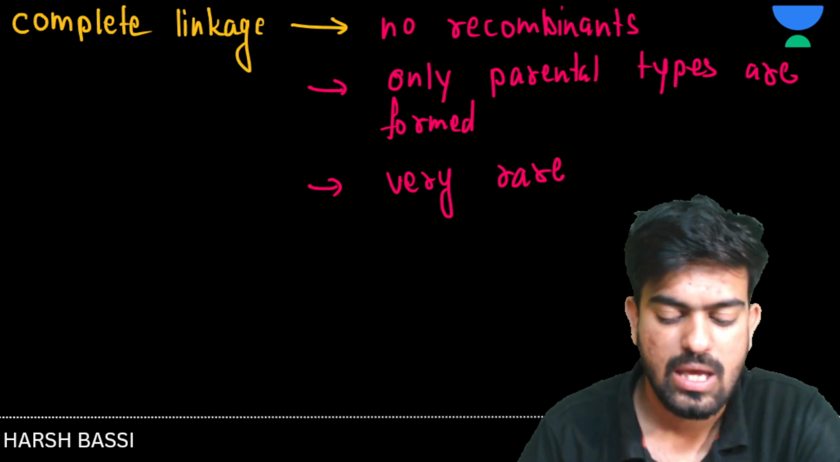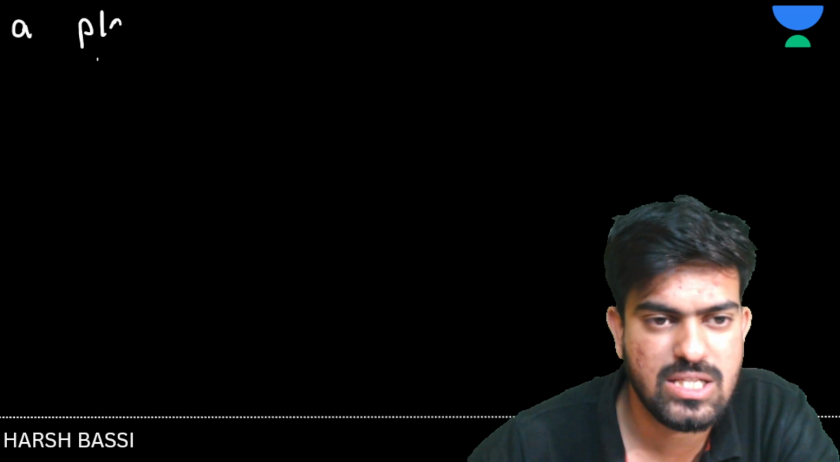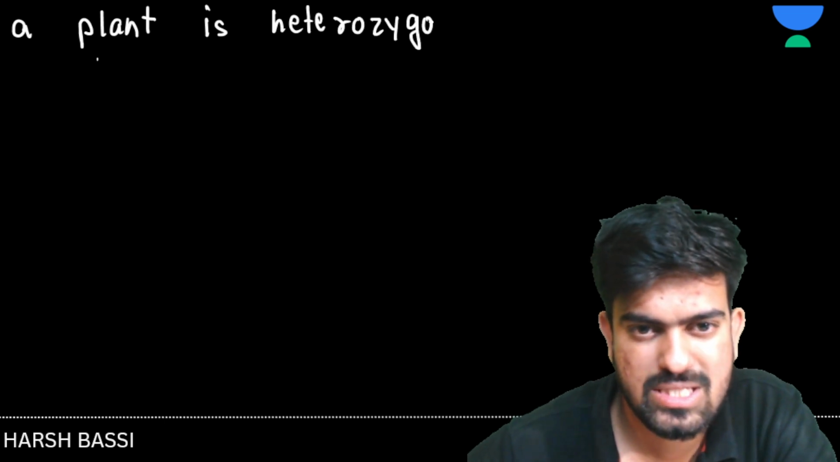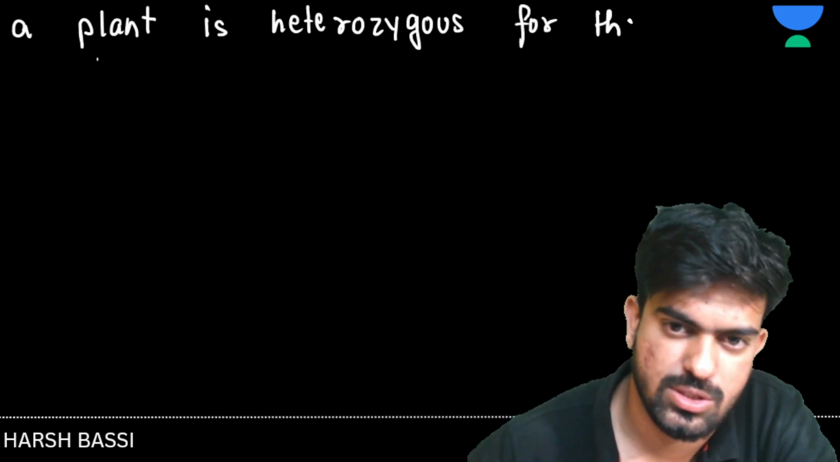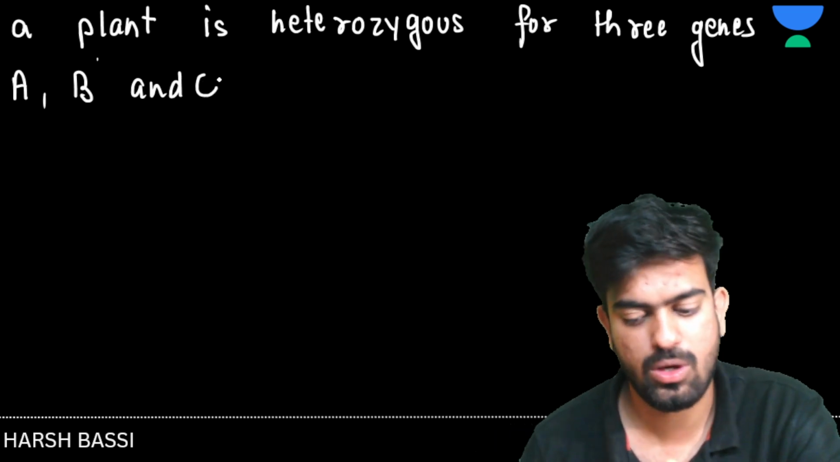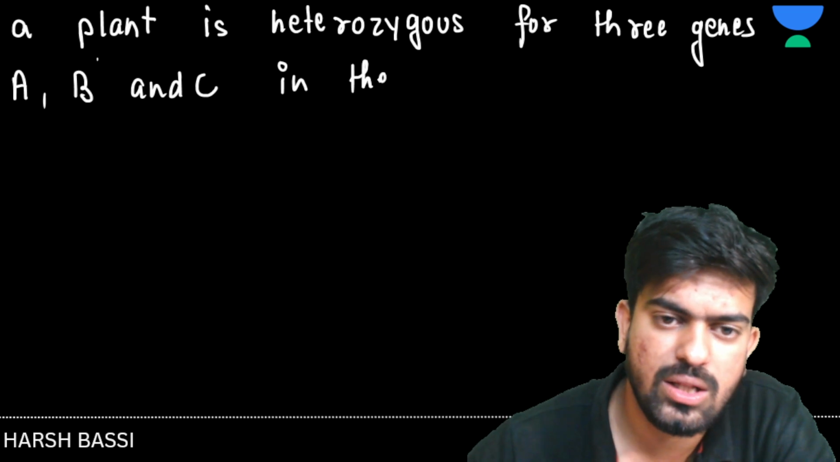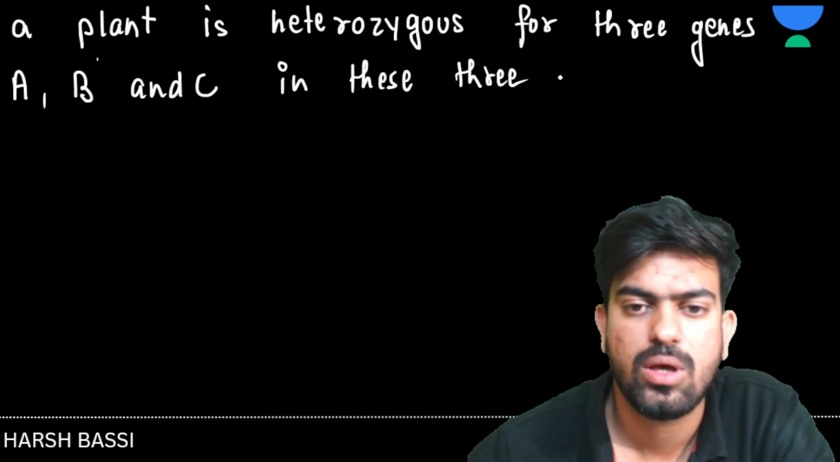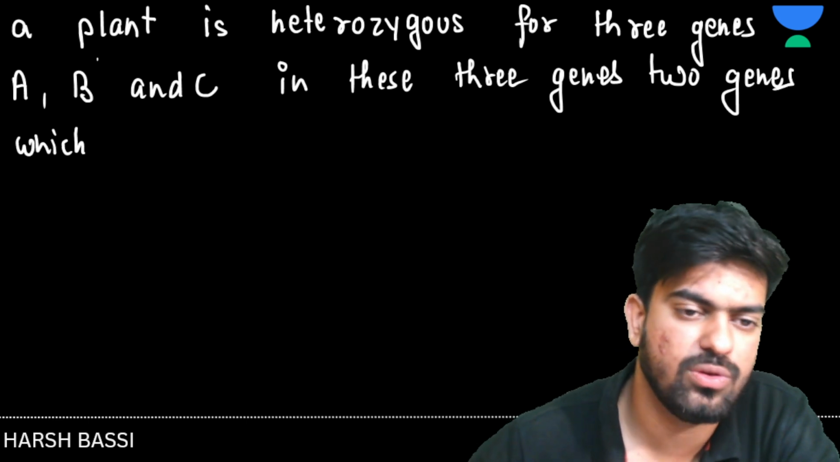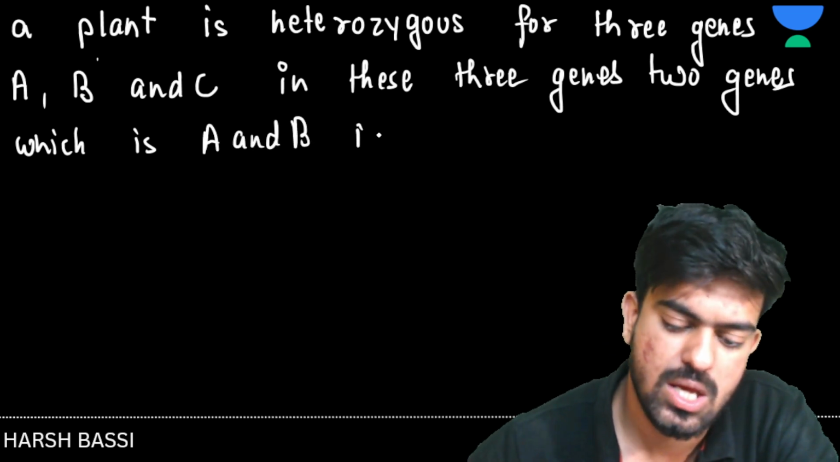Chalo. Now let's directly jump into some questions so that you will be able to understand the concepts very well. This session will be kind of short compared to the other sessions. See, I have a question for you, and that question says a plant is heterozygous for three genes, and let's name them A, B and C. It also says that in these three genes, two genes, A and B, are completely linked.